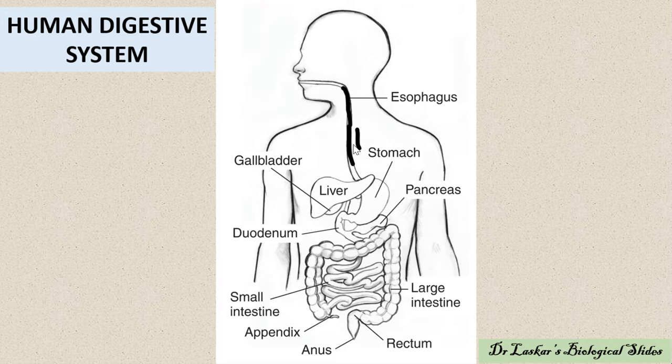Food passes down the esophagus by peristaltic movement of its muscular wall. Its opening into the stomach, this is the stomach portion, is surrounded by a ring of muscles called the cardiac sphincter muscle. The main function of the esophagus is to transfer food from the pharynx to the stomach.